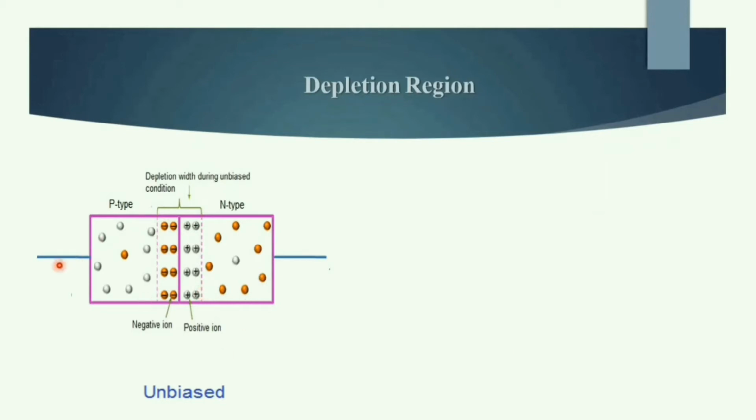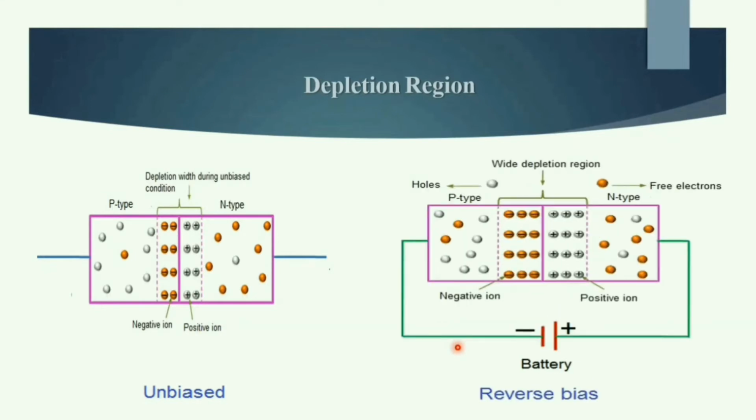Notice one thing here, we did not connect any external battery. So even with no external battery connected, there exists a small depletion region at the junction because of the electron movement as discussed in previous slide. Now if we apply reverse bias externally, then with the increase in reverse bias voltage, the width of depletion region will increase, as you can examine from this diagrams.